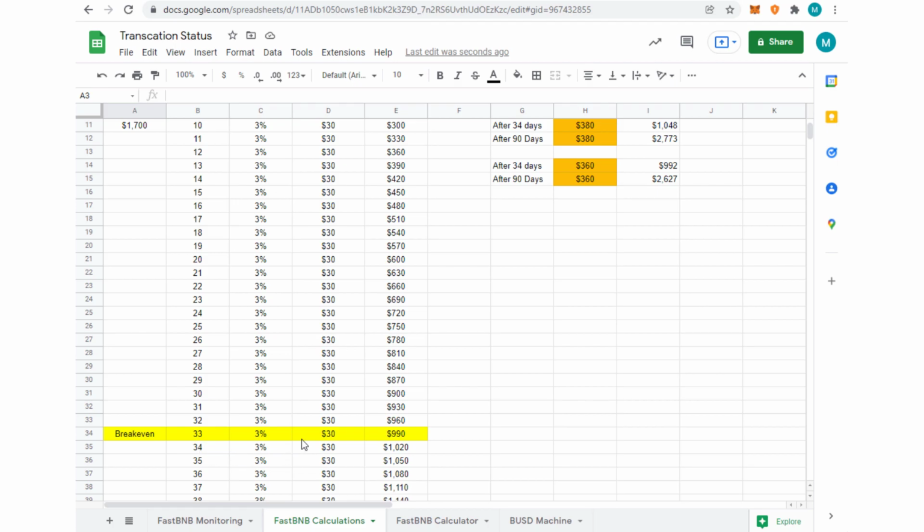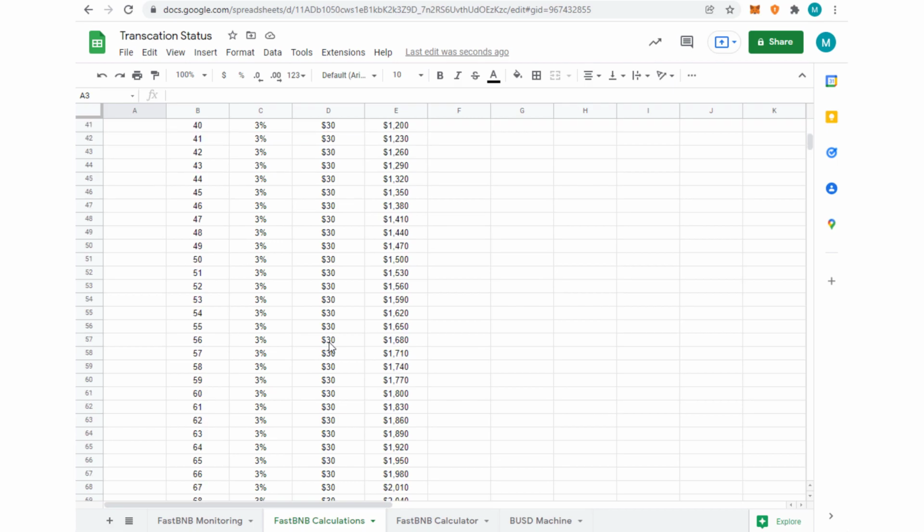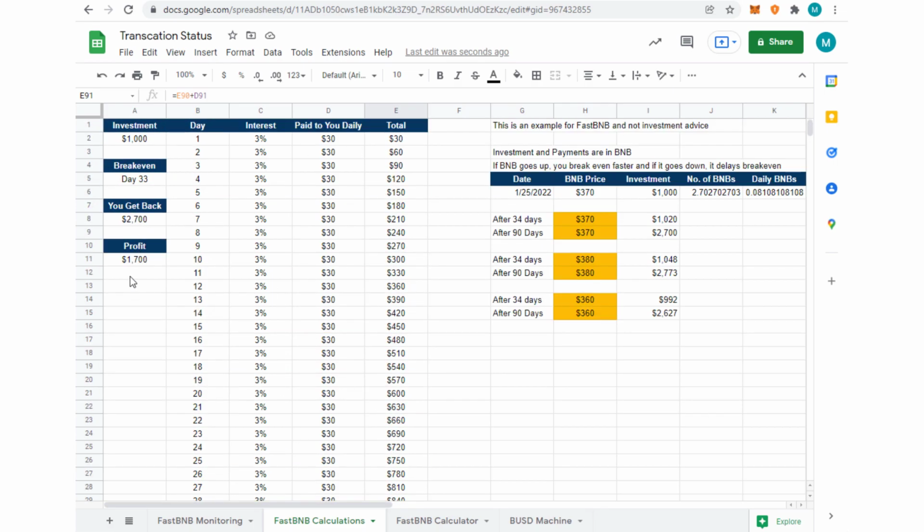That's the break-even point. This was done on the basis of you withdrawing all the money. So at the end of 30 days, you get $1,000 back. And then the rest of it, when you continue, as you can see, at the end you get 2,700. And you had paid $1,000, so you're pocketing a profit of $1,700.